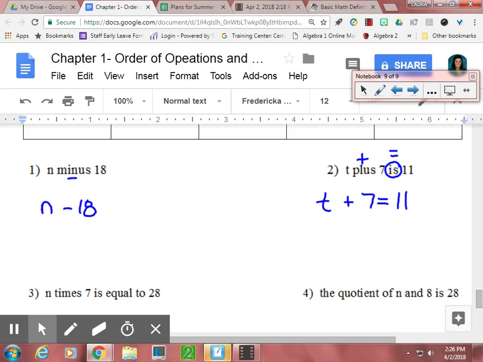Now, if it asked you to solve this, you could totally solve this. You would subtract to the other side and get T equals 4. But I think for right now, we're okay with just knowing that that is our equation. In the next chapter, we go into solving equations.